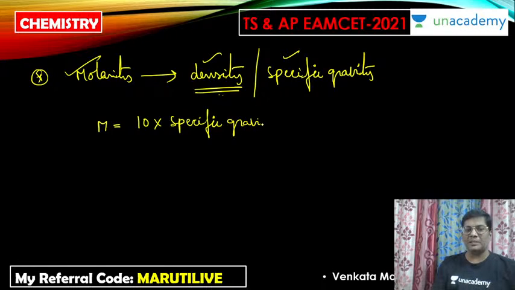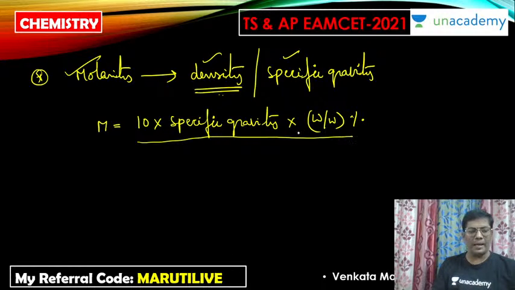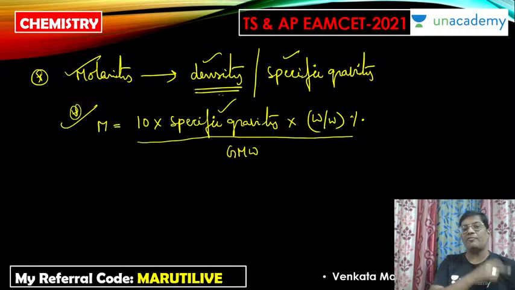10 into specific gravity into weight percentage, whole by GMW. This is the formula to calculate the molarity once you have the specific gravity.